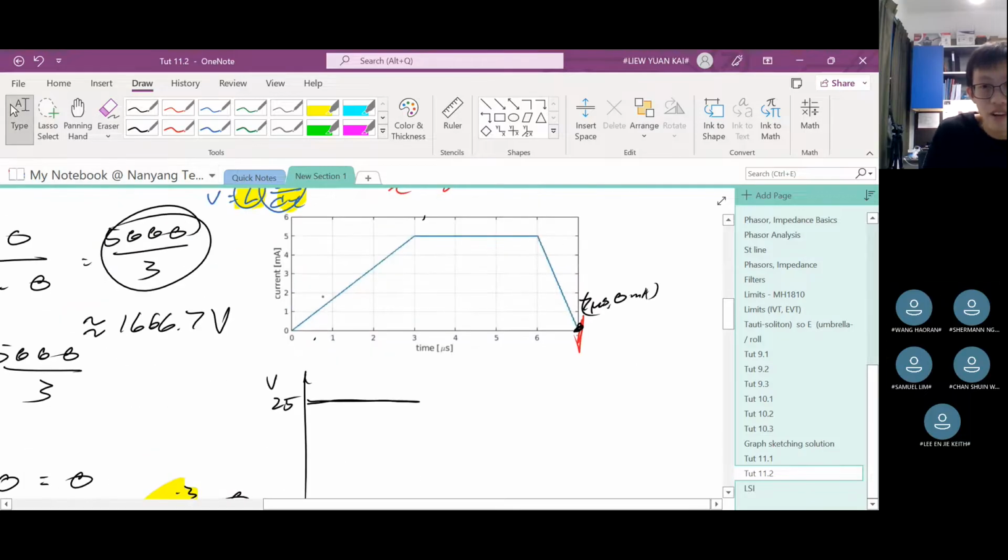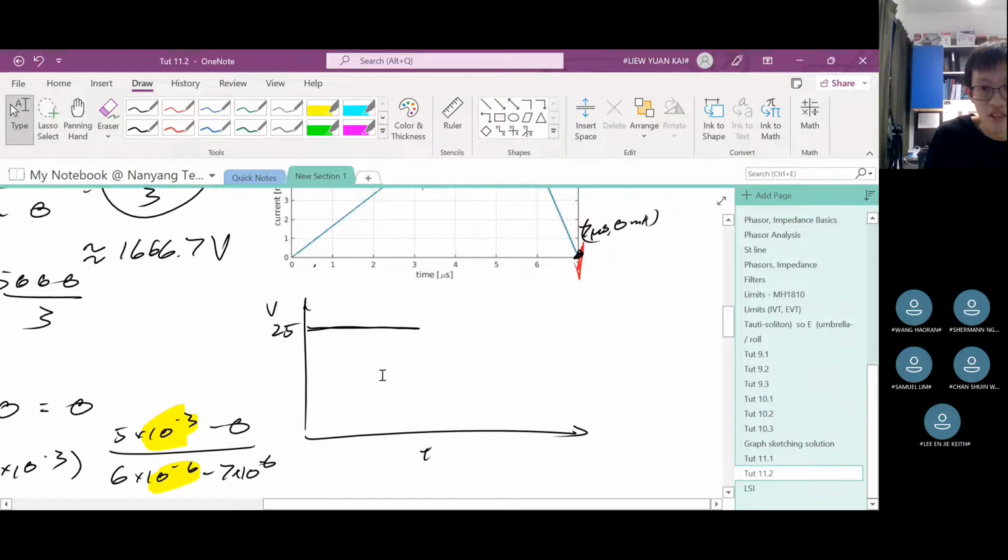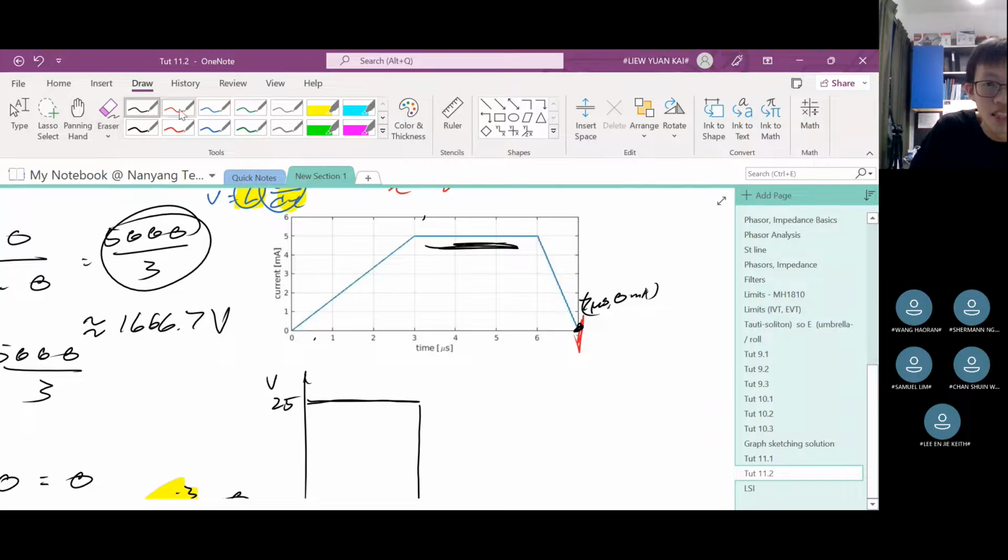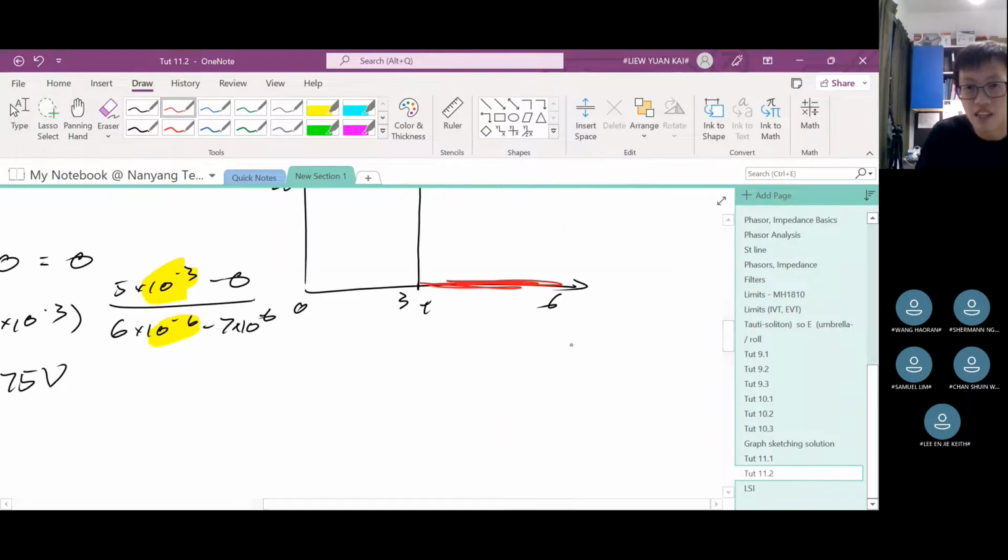Then here we have the flat horizontal line. No gradient means it is 0. So you drop down, and then this is 0 from 3 to 6. Right? And what about the last part? 6 to 7. We've identified that the voltage is negative 75. Again, this is a straight line, constant gradient. So that means voltage is constant also. Constant but flat horizontal, okay? At negative 75. So drop down, go to negative 75, and then go back up to 0, like that.